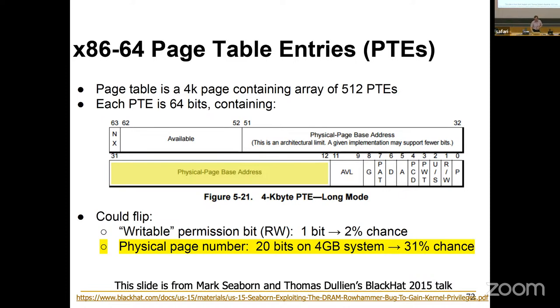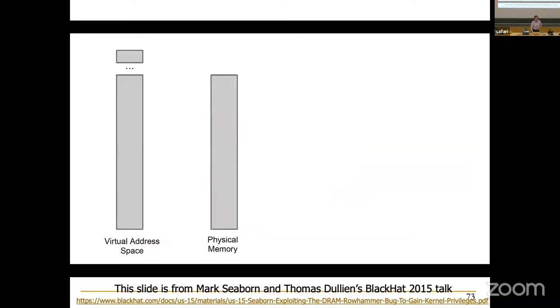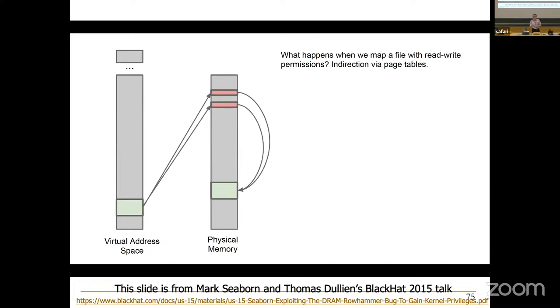And these are, again, their slides. You can watch their talk as well. So let's see what they did, basically. This is the virtual address space. This is the physical address space. We should be very familiar with this indirection right now. So they say, what happens when we map a file with read-write permissions? This is what happens, basically. The file gets mapped to memory, and it has a virtual address. And then the bits of the file are in physical memory, actually. But it happens through an indirection, which is a page table. Those red entries are page table entries that map the virtual pages of the file to the physical frames in physical memory. Sounds good, right?